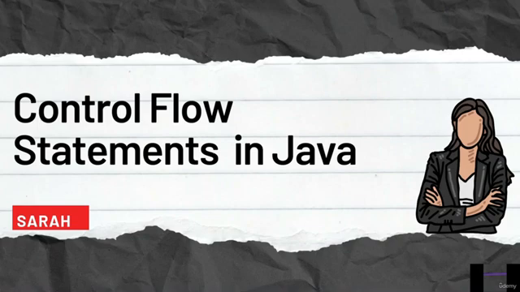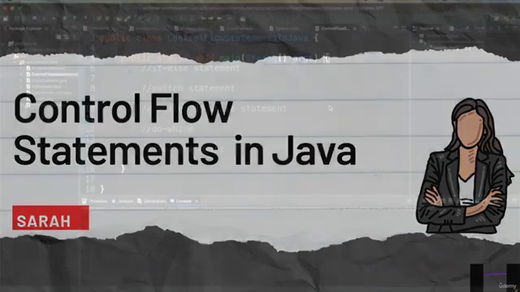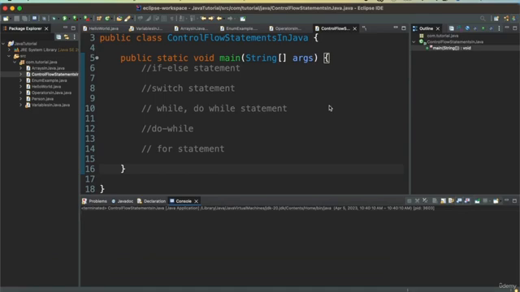Next, we will be talking about control flow statements in Java. Control flow statements that are provided by Java are if else, switch statement, while, do while, and for loops. Let's see an example on how to use all of these in Java. We will see how we can use different control flow statements that are provided by Java. So different control flow statements as we discussed are if else, switch, while, do while, and for statement. So let's start with if else statement.